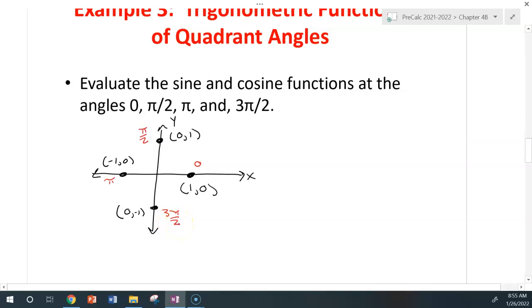Now keep in mind that our sine is going to be y over r, and cosine is x over r. So what's r? Well, check it out. For each one of these, I made r just 1 unit. Okay, so for all of these, r equals 1.